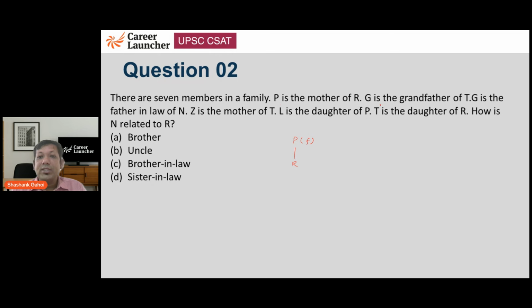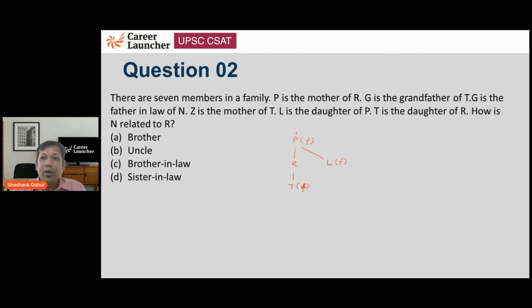No idea. G is the grandfather of T. Okay, do I have any idea about who G is, who T is? No. G is the father-in-law of N. Okay, absolutely no clue. Z is the mother of T. No idea. L is the daughter of P. Okay, so P has a daughter, and that daughter is L, and if it is a daughter, she should have a husband. Okay. T is the daughter of R. So T is going to be a daughter, means female.